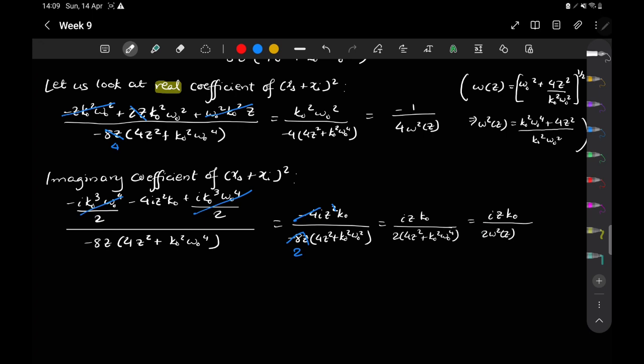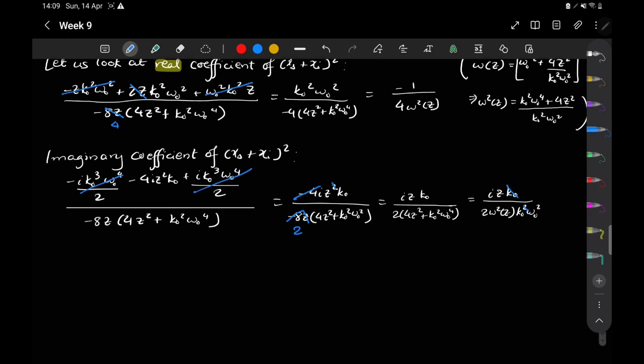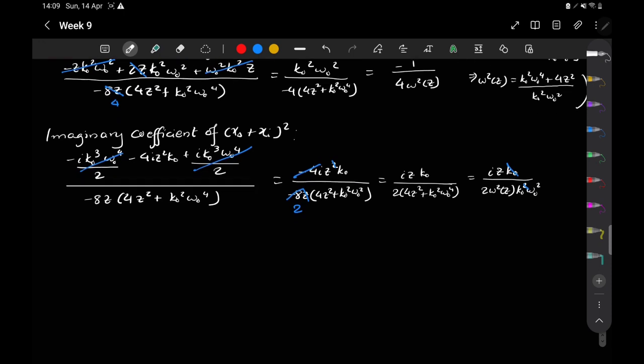Again we'll bring in omega z. So this term is the numerator of this omega squared z, and then getting k naught squared omega naught squared, that makes it what we want, and then one k naught will cancel, finally giving the following.